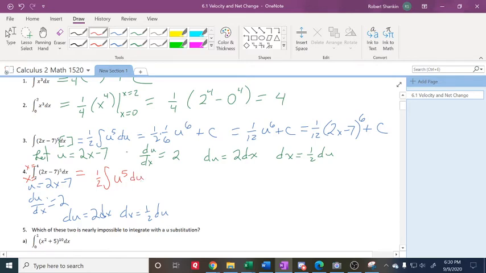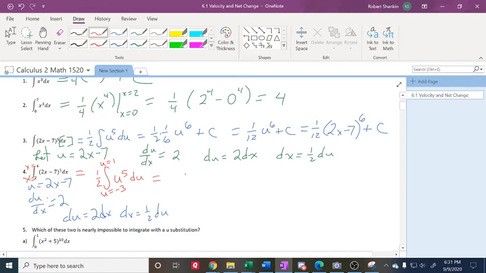Now there's two ways I can proceed. I can proceed and still keep it x equals 2. That's the slow way. Let me show you the better way, the fast way, and then I'll show you the slow way as well. The better way is to change these right now to u values. When x equals 2, just plug in 2 right here. You get 4 minus 7, which is -3. When x is equal to 4, plug that in, you get 8 minus 7, u equals 1.